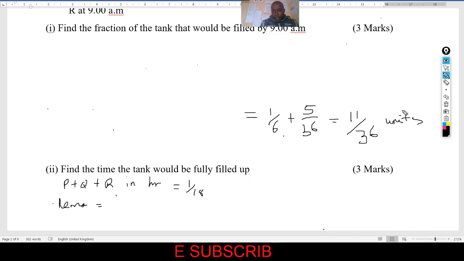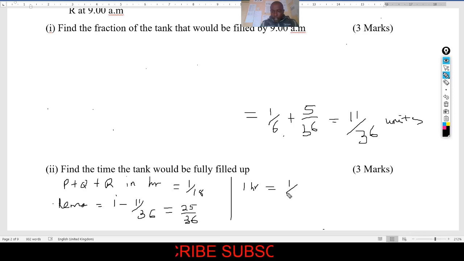Remaining is 1 minus 11/36. That gives you 25/36. This is the water that is remaining, 25/36. And then we know from my argument above that in 1 hour, the 3 tanks can fill 1/18 of the tank. So what about 25/36? How many hours?